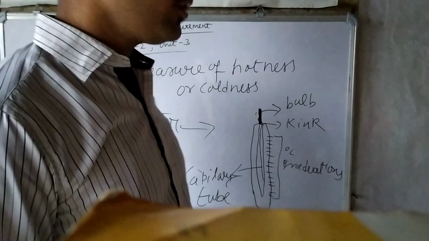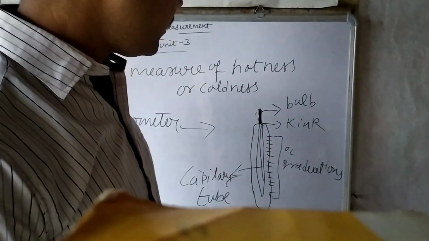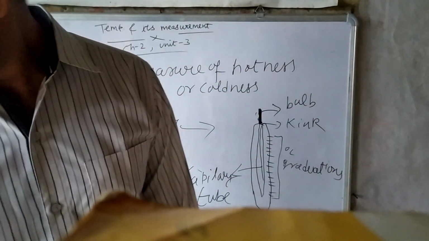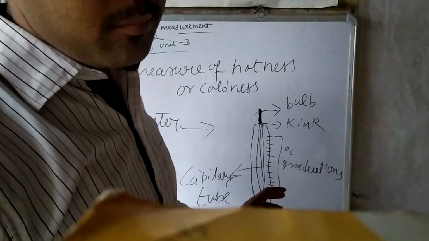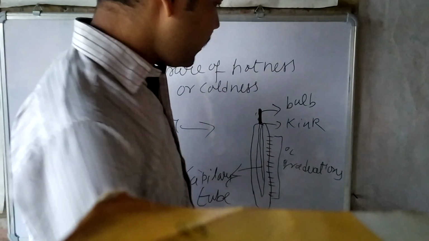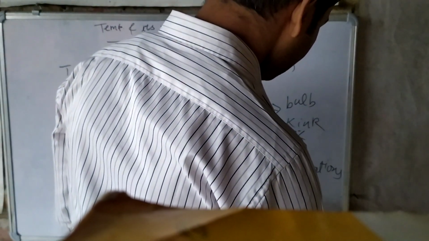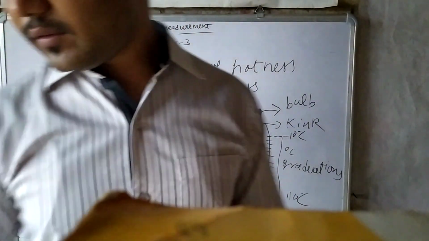So this thermometer is known as a laboratory thermometer when the graduation is from -10 degrees Celsius to 110 degrees Celsius. Understand? So this is a laboratory thermometer. It is used in the laboratory.